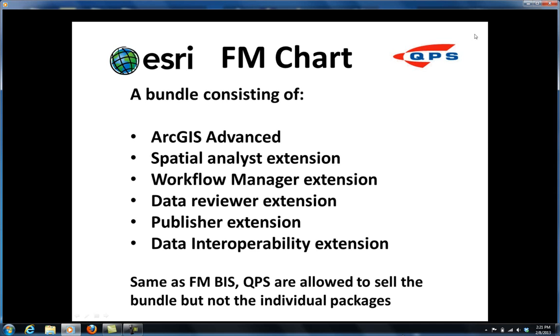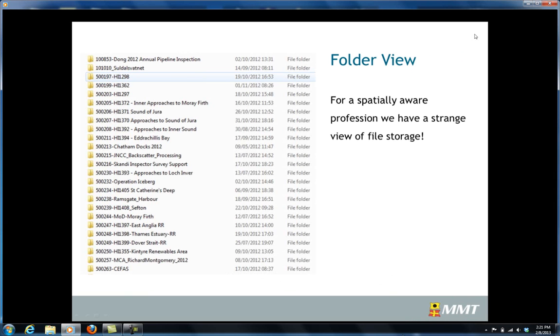And why do we need it? Now this is a view of one of our servers, and it doesn't tell you what the name of the survey is, or the number of the survey. I can guess where some of these surveys are, but it's not really a nice way of looking at the data. I think we're all spatially aware professionals, as surveyors, geophysicists, geodesists, GIS guys. We have a very strange way of looking at our data, just by throwing it all into servers.